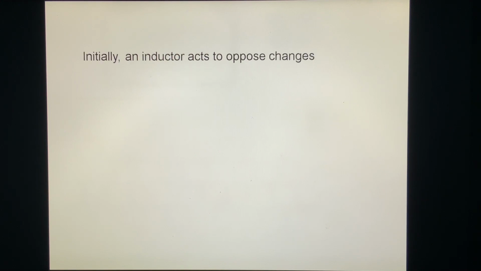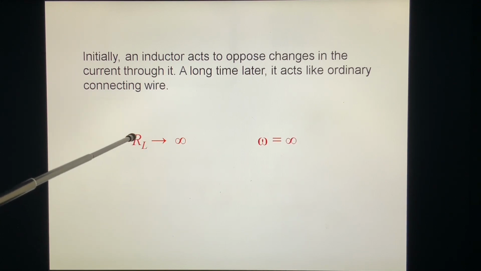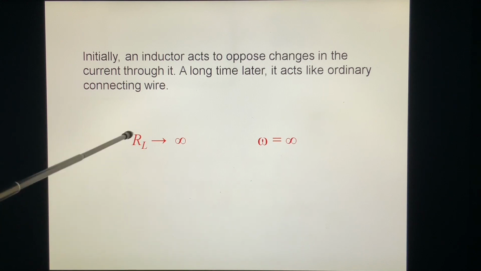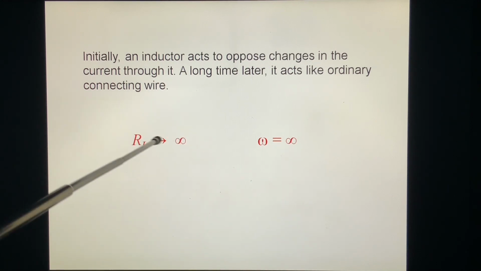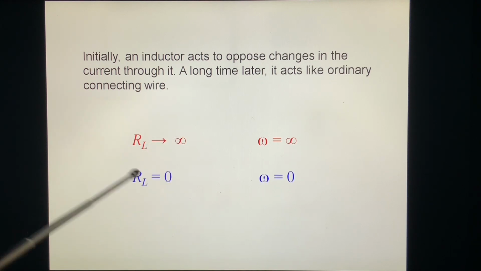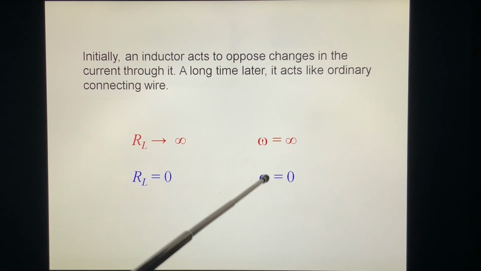Initially, an inductor acts to oppose changes in current through it. A long time later, it acts like an ordinary connecting wire. So for this inductor, at the beginning, when the current changes very fast, omega is infinity, so the reactance is infinity and I is zero. And after a long time, it looks like just a wire. R_L approaches zero compared to the other R. In this long time, there is no change, so omega goes to zero.